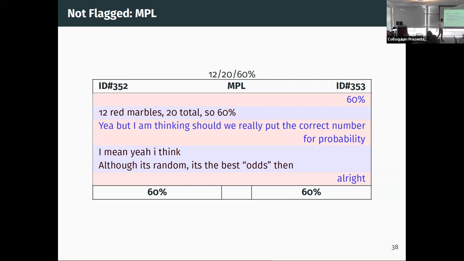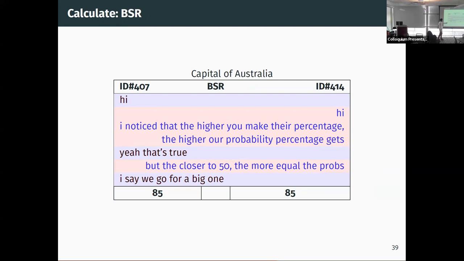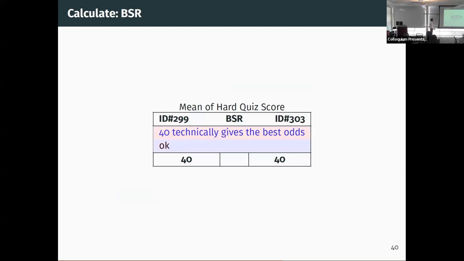This one here, the calculate, I noticed that the higher you make the percentage, the higher our probability percentage gets. Yeah, that's true. The closer to 50, the more equal the probability. So that's definitely the thing that the previous paper was noticing: as you push towards 50, your payoff probability is equalized. And I say go for a big one. So this was flagged as tightly forgot. This one's calculate for users the best odds.